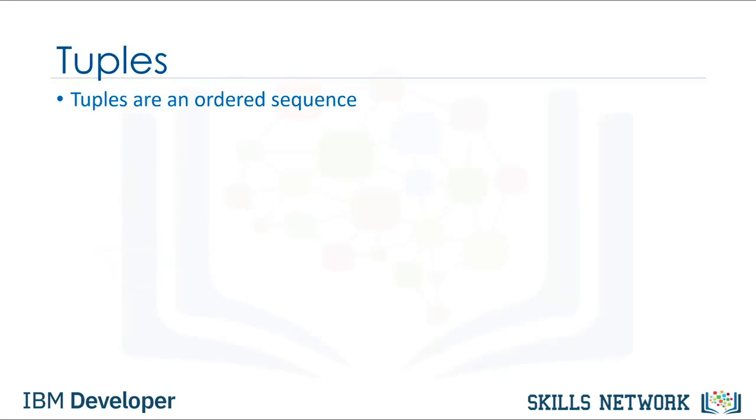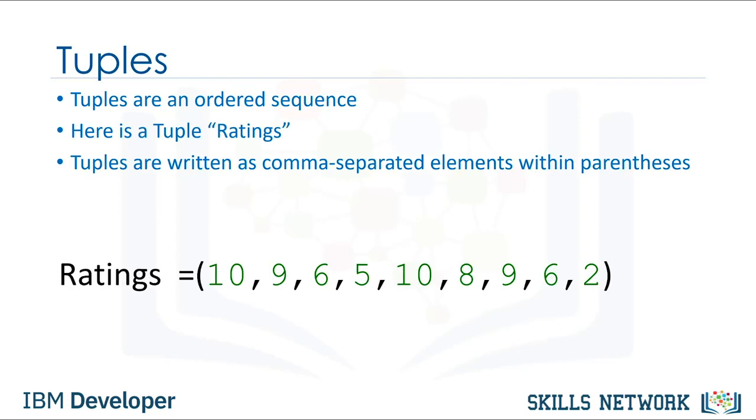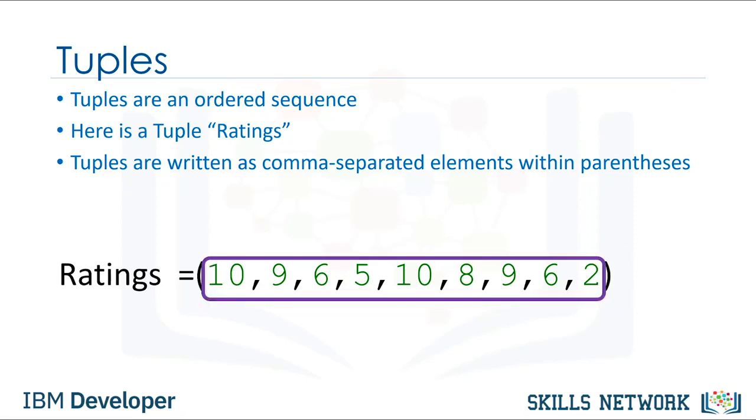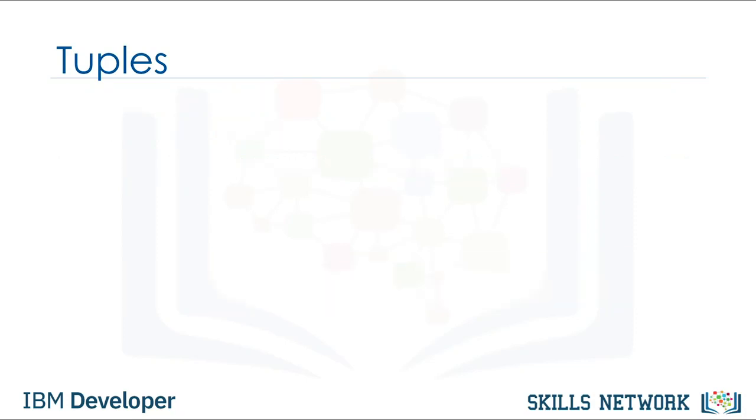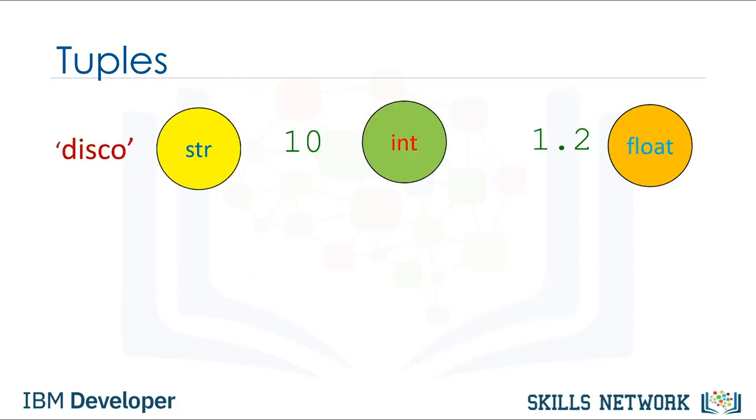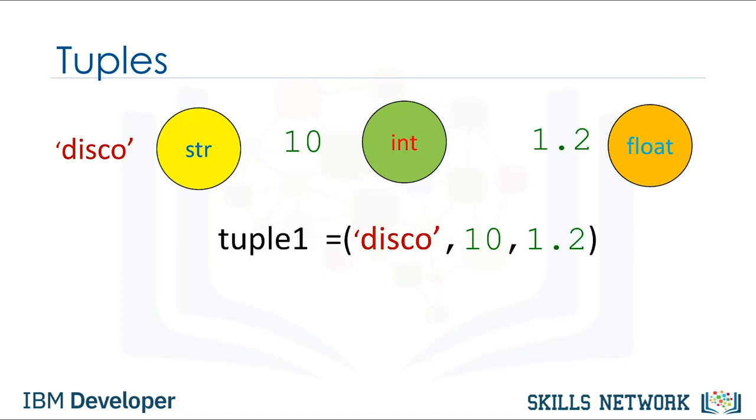Tuples. Tuples are an ordered sequence. Here is a tuple ratings. Tuples are expressed as comma-separated elements within parentheses. These are values inside the parentheses. In Python, there are different types: strings, integer, float. They can all be contained in a tuple, but the type of the variable is tuple.